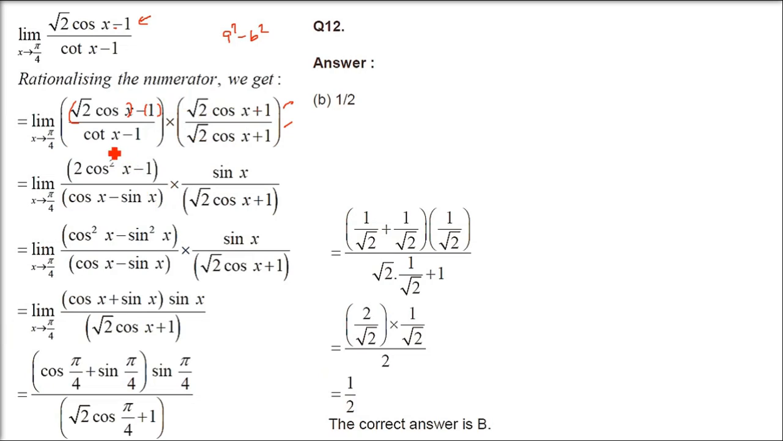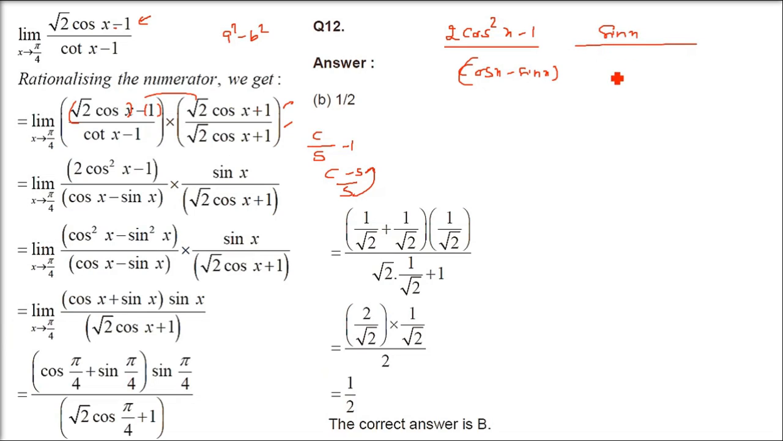So these two we have already done. We don't have to do anything with this root 2 cos x plus 1 in the denominator. 2 cos square x minus 1 is in the numerator. Cot x minus 1 can be written as cos by sine minus 1, that is cos minus sine by sine. So cos x minus sine x, and sine will go up in the numerator. So this is sine x. In the denominator we already have this RF, under root 2 cos x plus 1.